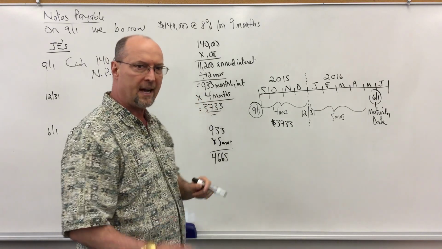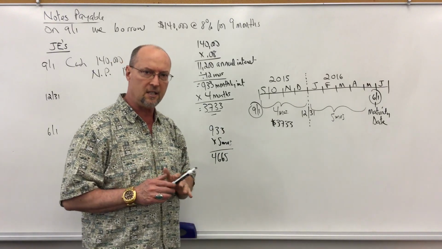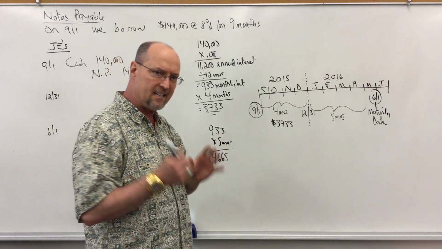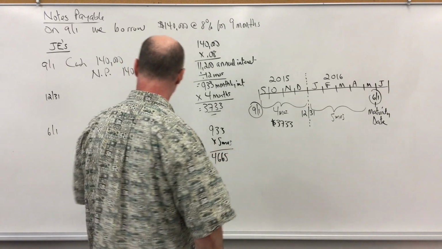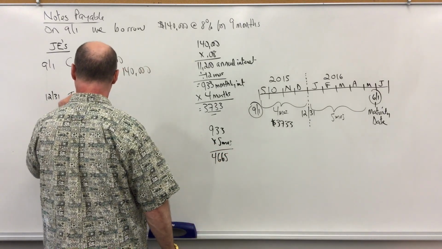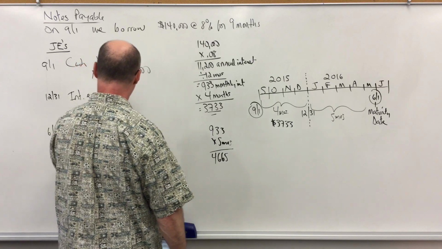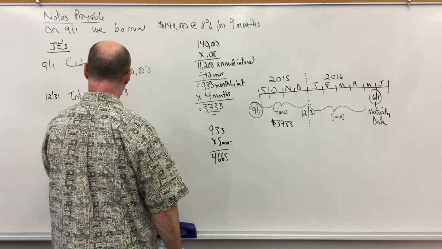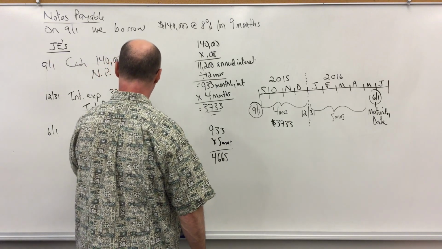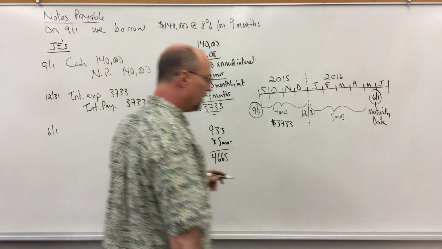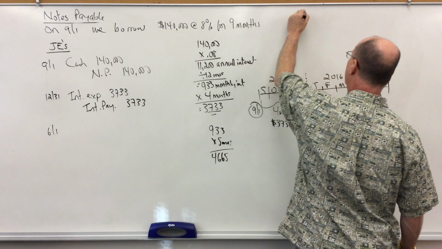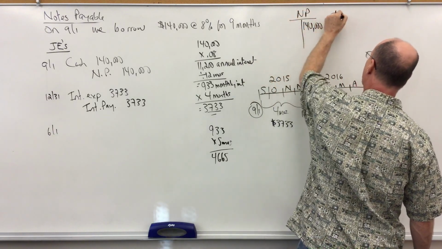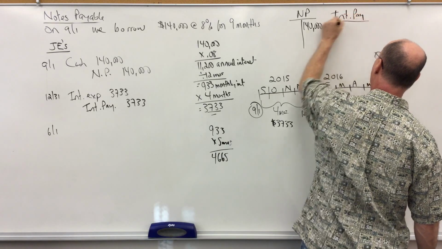$3,733. So my adjusting entry at the end of the year to accrue the interest expense to make sure it hits this year's income statement would be to debit interest expense for $3,733 and to credit interest payable $3,733.